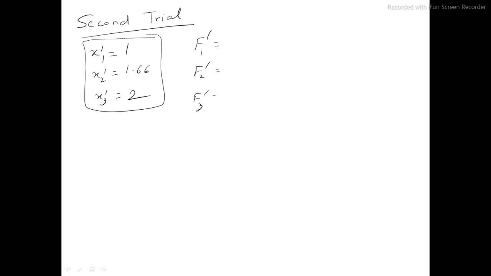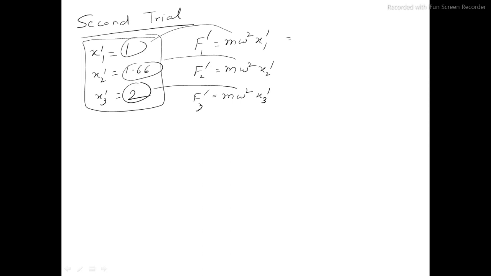So inertia loading is m omega square x1, but here it is x1 dash, m omega square x2, here it is x2 dash, m omega square x3 dash. Okay, so we will put the values: it is m omega square, it is 1.66 m omega square, and it would be 2 m omega square. So we have done the second step. The third step would be to calculate the corresponding new deflection. So it will be x1 double dash, x2 double dash, x3 double dash.